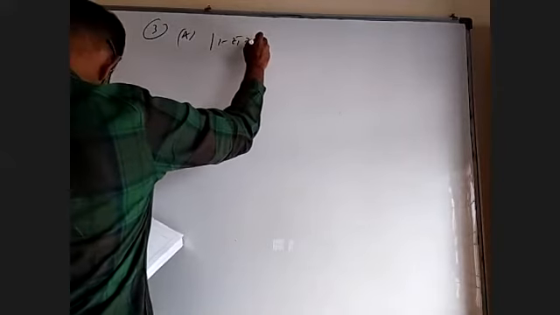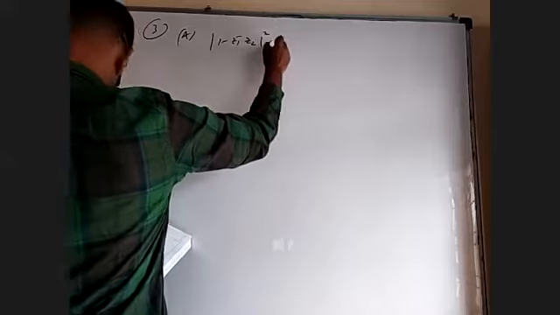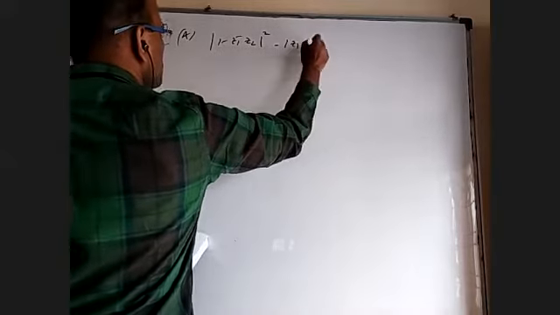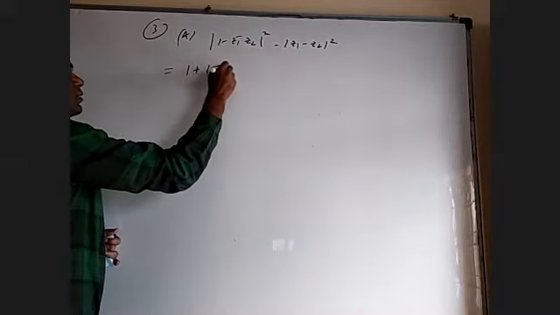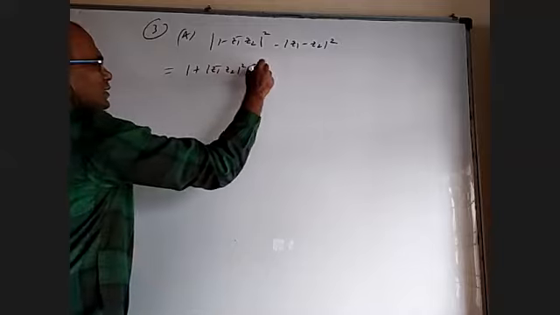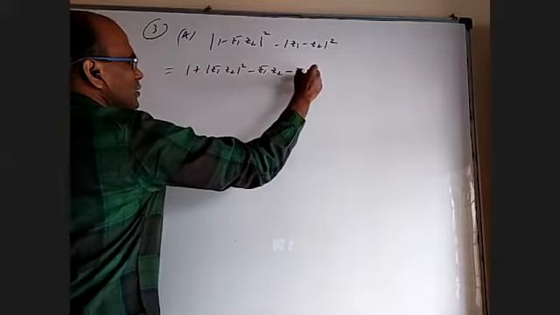Okay, third question, option A. Each option is a question. Option A is quite similar to what we've done, but let us repeat this. Mod 1 minus Z1 conjugate Z2 squared minus mod Z1 minus Z2 squared. When you expand this, you'll get 1 plus mod Z1 conjugate Z2 squared minus Z1 conjugate Z2 minus Z1 Z2 conjugate.